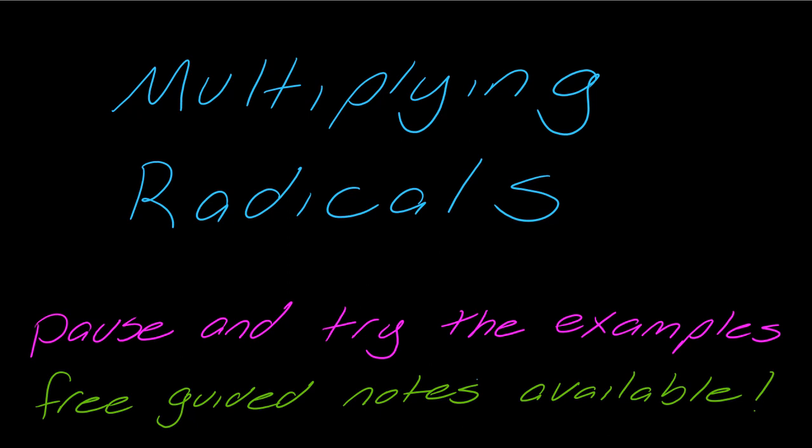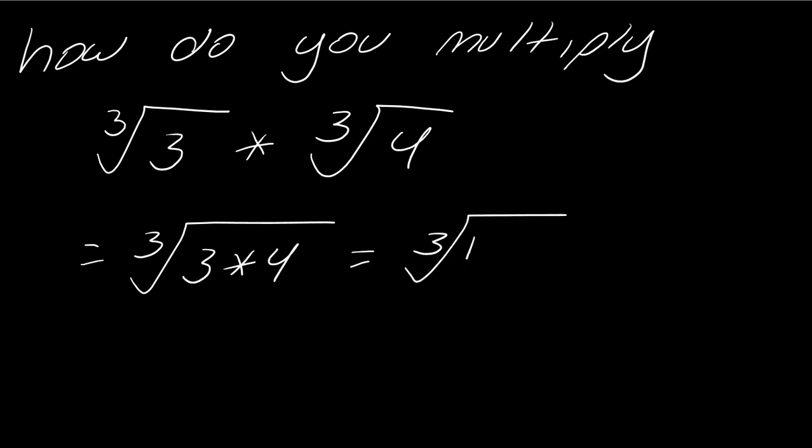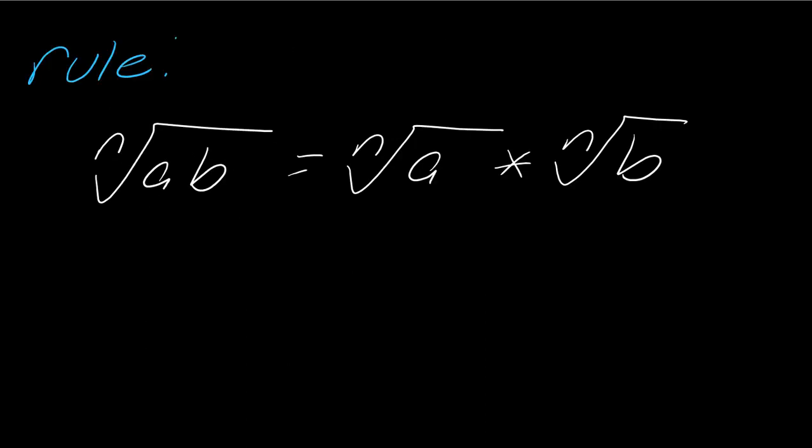So I want to just talk about the basics now of multiplying radicals. And I'm actually just going to jump straight into the idea behind this. So how would I multiply cube root of 3 times cube root of 4? Well, I would just take the cube root of 3 times 4, so that's going to be the cube root of 12. So it's pretty easy peasy, and it really comes from the rule that as long as you have the same index, so the nth root of a times the nth root of b, you can then go ahead and just multiply those two things under the radical.